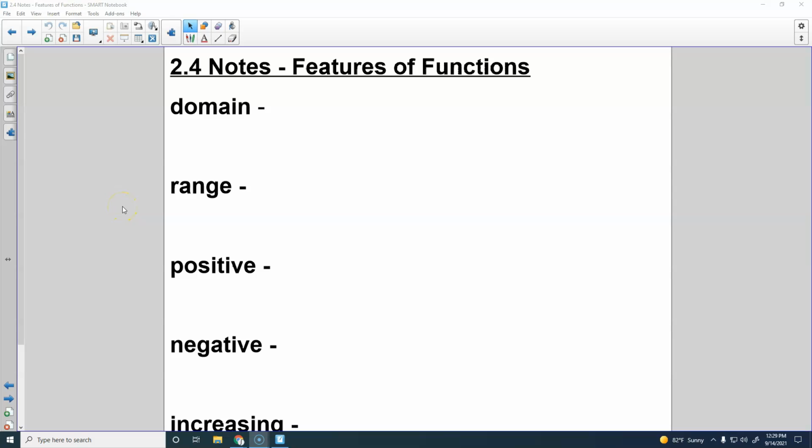All right, so we're just going to quickly remind ourselves what we're looking for with each one of these terms, because these are the features of functions that we're going to be concerned with. So domain is our possible x values. Range is our possible y values.